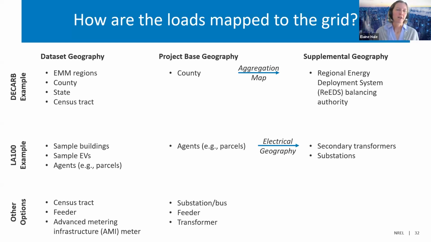And then at the bottom, we've had some conversations, especially with people wanting to do distribution level modeling. And that brings up maybe some other geographies that might be of interest. For instance, you might have data sets at the census tract or the feeder level, or you might have AMI data at the meter level. So you might have data sets there, and maybe the base geographies might be at the substation or the bus level, or the feeder or transformer.